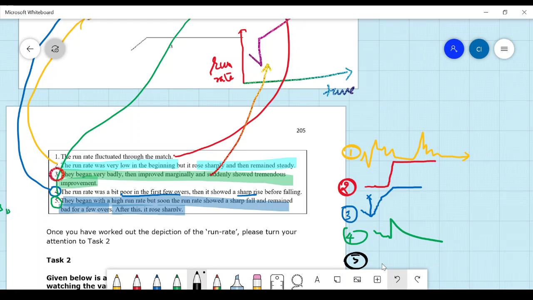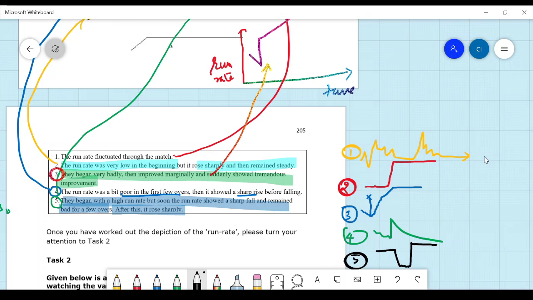They began with a high run rate. The run rate was already high, but soon it showed a sharp fall. It decreased sharply and then remained bad for a few hours. Bad, and after this it rose sharply. Again it increased sharply like this. Okay, and if it remains steady, you can just put it like that.